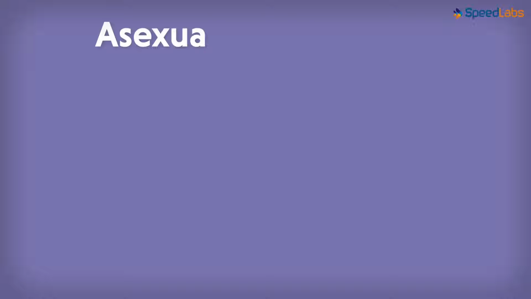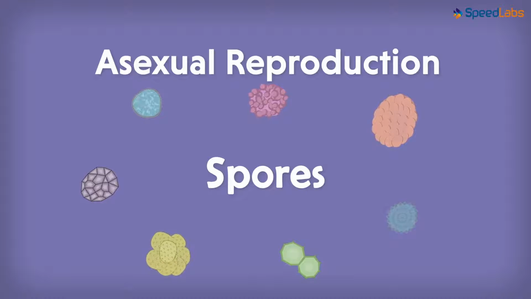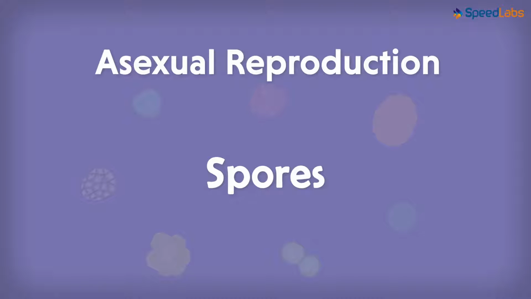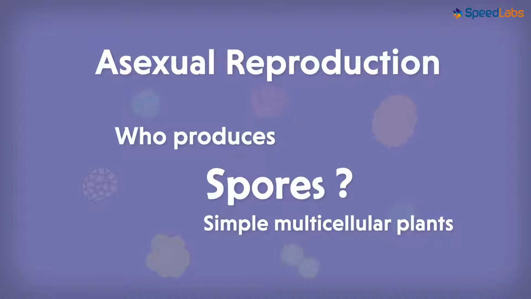Another method of asexual reproduction is by spores. Which plants do you think can do that? If spores are used for reproduction, who do you think produces these spores? Well, there are certain simple multicellular plants that have specific organs for reproduction.